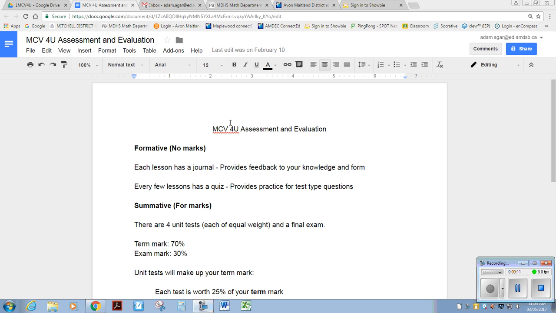I'm going to talk about the assessment and evaluation process for this course. What we have to start off with is formative, which means that I'm going to be marking assignments that are worth no marks towards your final mark.